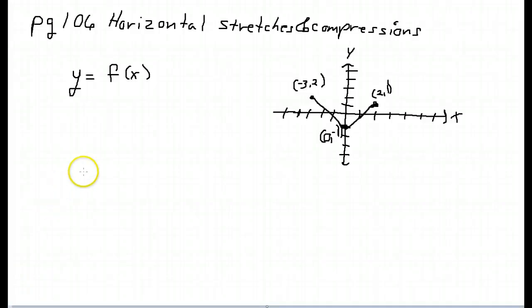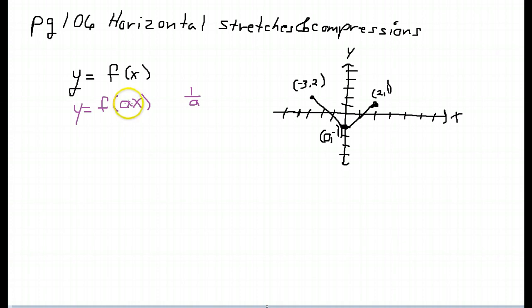Now we are going to look at horizontal stretches and compressions of graphs. These are in the form of y equals f of ax, where we replace the x with a times x on the inside of the parentheses. What happens to the graph is you multiply each x coordinate of the function y by 1 over a. So 1 over a becomes the multiplier, not a.